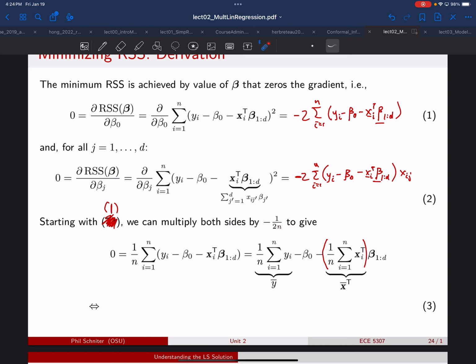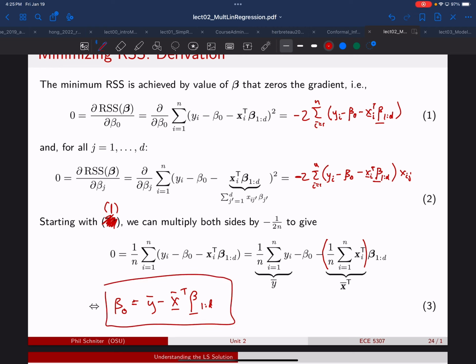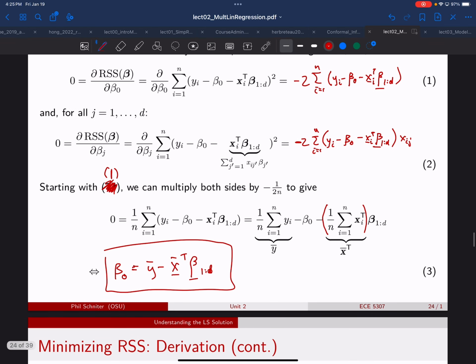Okay, and so we're almost done with this first part. So now you can see that 0 equals y bar minus x bar transpose beta 1 through d. And so that means that beta 0 equals y bar minus x bar transpose beta 1 through d. Okay, so this is our first relationship, which actually is very similar to what we found in the last unit. So, okay, everybody good with this?